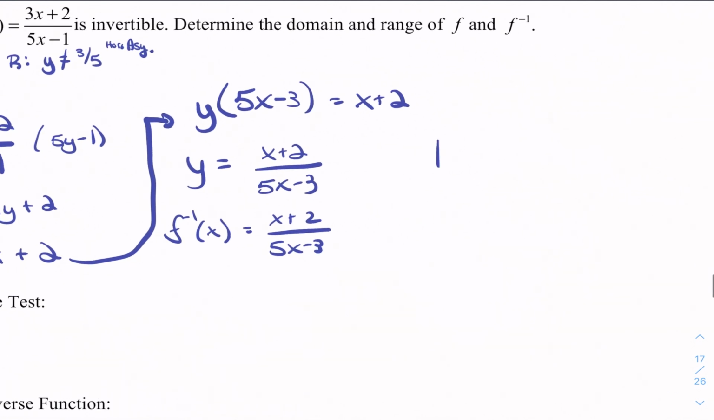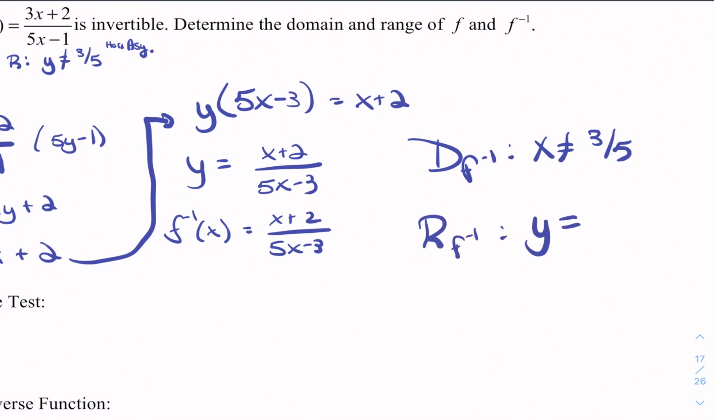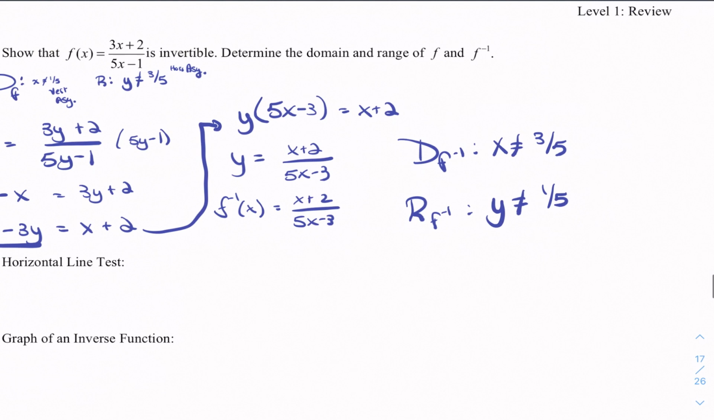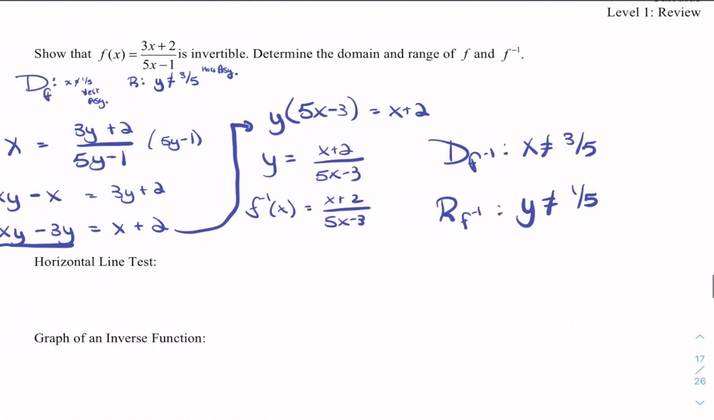Which means for the domain of our inverse function, we look at the denominator and we'll say x is not equal to 3 over 5. And the range of our inverse function is going to be y is not equal to 1/5. Note, you don't even have to be able to invert these to know that the domain of the function is the range of the inverse. The range of our function will be the domain of our inverse function.